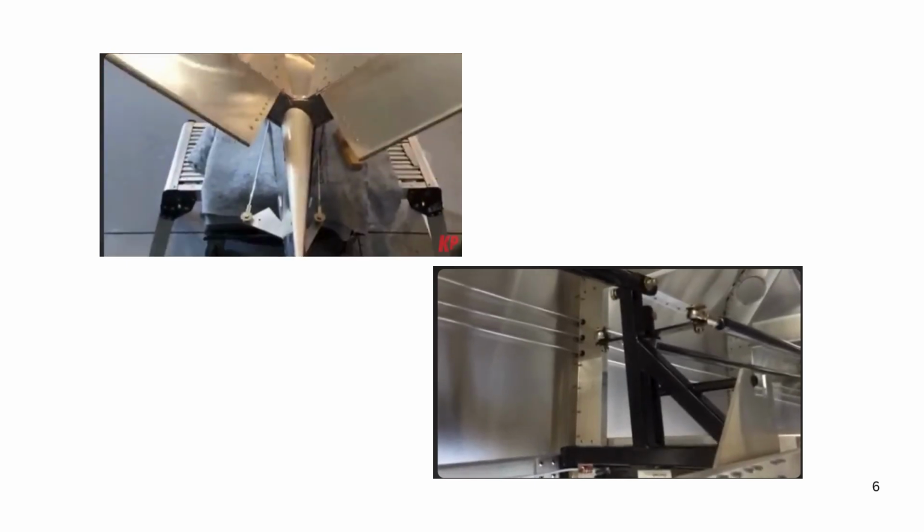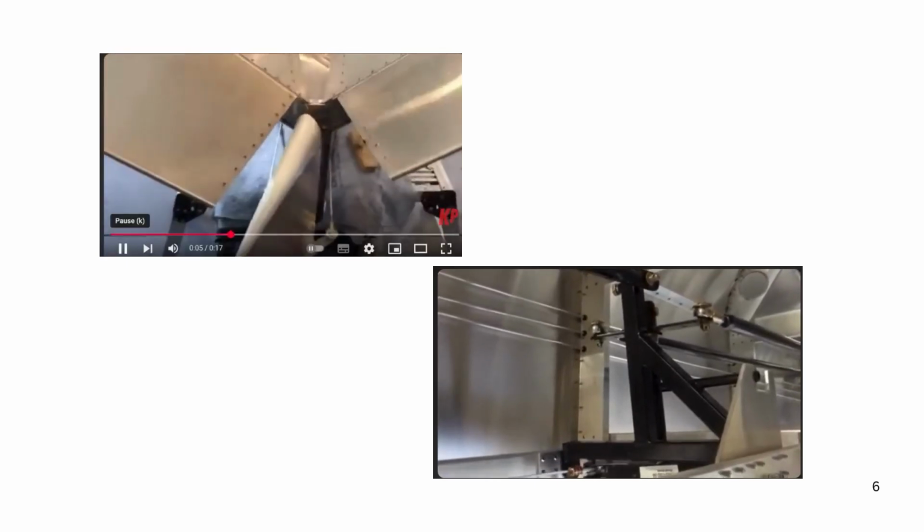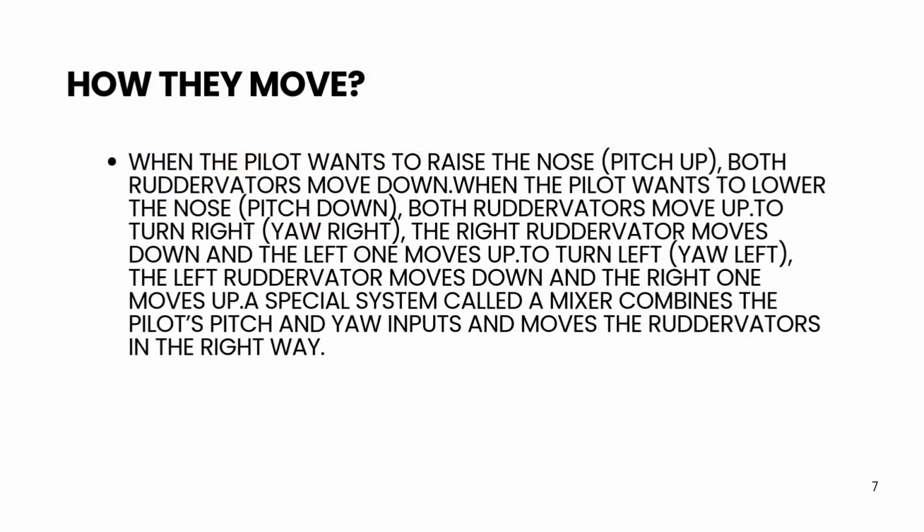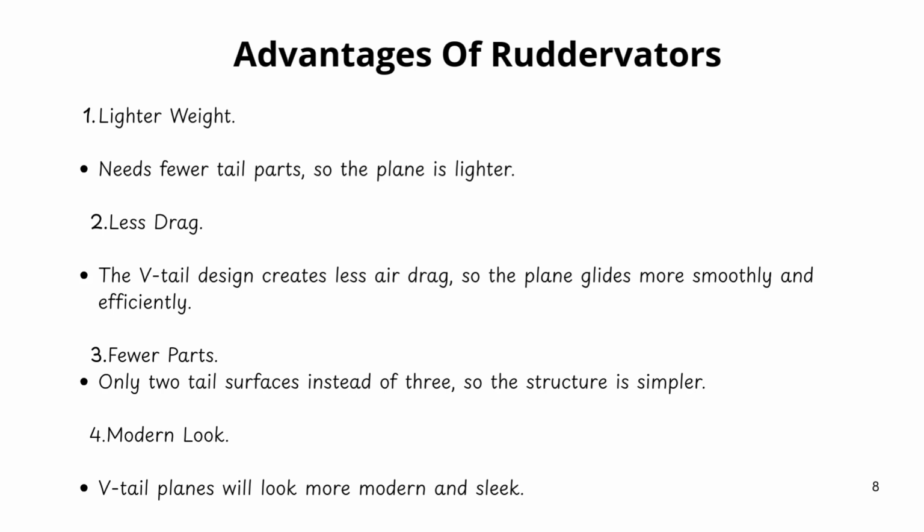How they move: when the pilot wants to raise the nose, pitch up, both Ruddervators move down. When the pilot wants to lower the nose, pitch down, both Ruddervators move up. To turn right, yaw right, the right Ruddervator moves down and the left one moves up. To turn left, yaw left, the left Ruddervator moves down and the right one moves up. A special system called a mixer combines the pilot's pitch and yaw inputs and moves the Ruddervators in the right way. Let's break down the advantages and disadvantages of using Ruddervators.